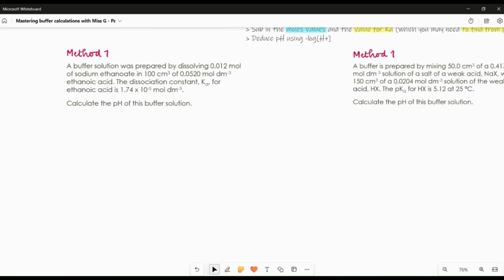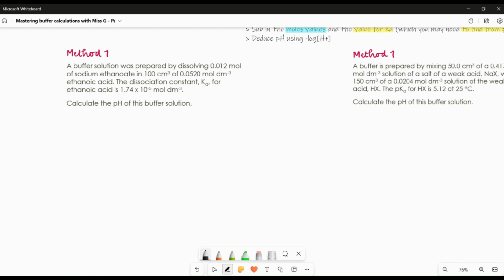Okay, so we're going to have a look at the question that's on the screen there now. So this is following method 1, where we are adding straight away together the salt of the weak acid and the weak acid. So the first thing I'm going to do is just read through the question, and then we're going to highlight the key information that we have been told. And then from there, we're going to follow through those steps that I just worked through.